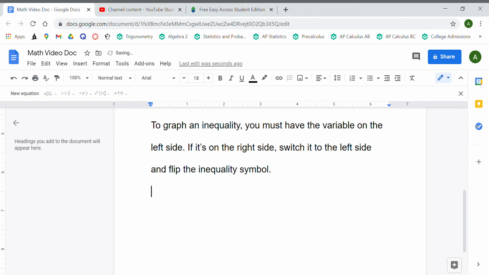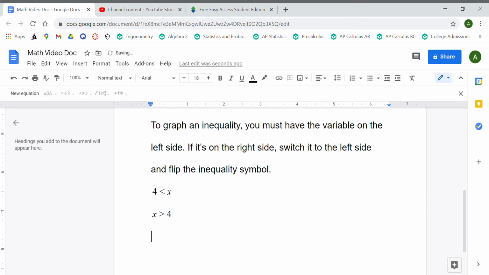So for example, you have 4 is less than x. Now, you could say x is less than 4. Nope. It just says 4 is less than x, meaning that x has to be bigger. So we need to make sure that we change this up. We're going to put x on the left side, then we flip the sign like this. It's the same exact thing. It just might be easier to read that way.